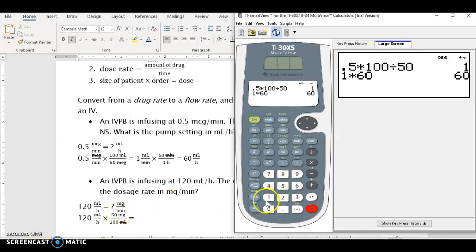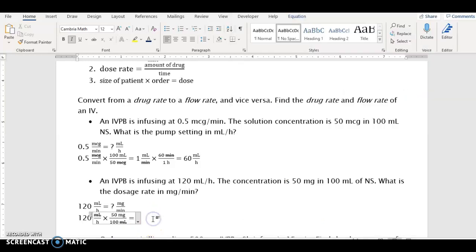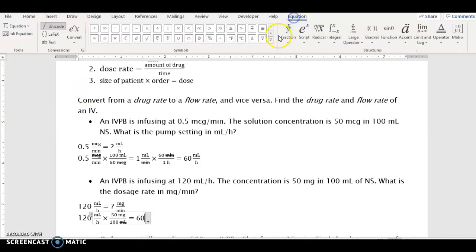So we're going to do 120 times 50, and then divide that by 100. And we end up with 60. So that's equal to 60 milligrams per hour. That's the drug rate in milligrams per hour, but we want the drug rate in milligrams per minute.